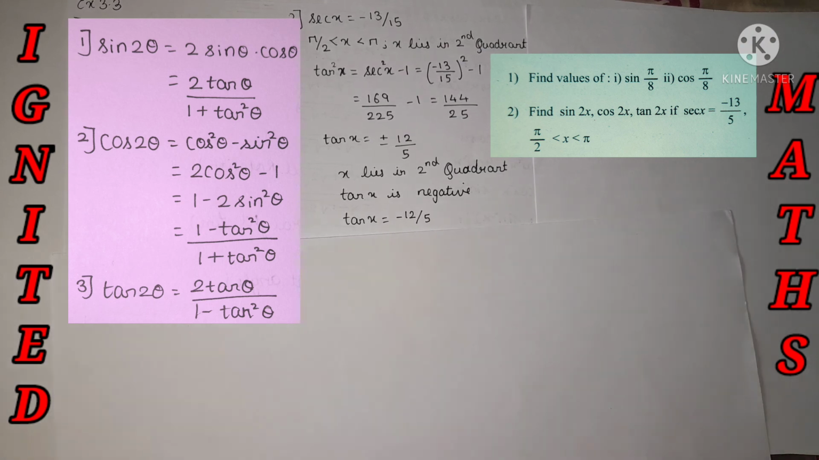Because according to the formula, sine 2 theta is equal to 2 tan theta divided by 1 plus tan square theta. Okay, with the help of tan theta, we can construct each and every formula.